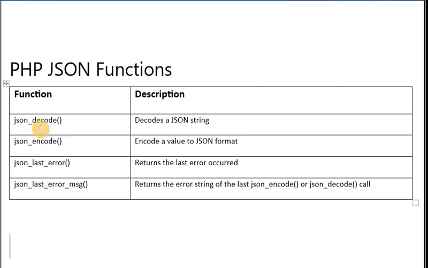So these two we have to use, and the last ones are json_last_error and json_last_error_msg. These two are basically used when we are checking whether the given JSON is valid or not. If it is not valid, then we can see the last error or message. So let me show you how we can use these functions.